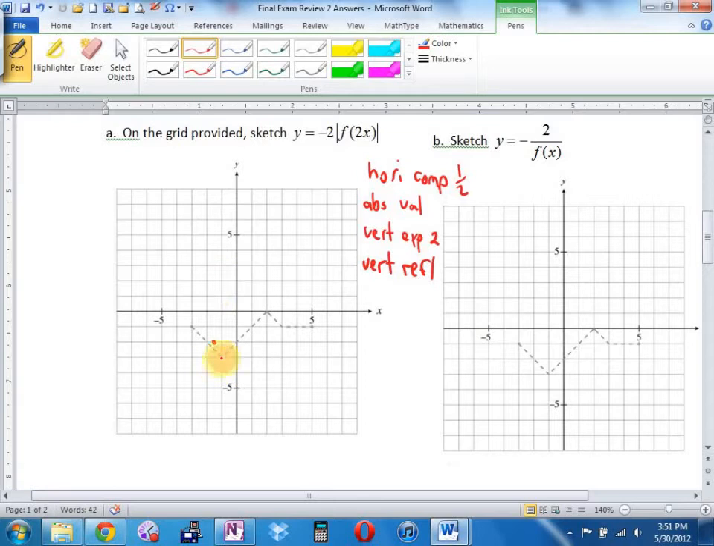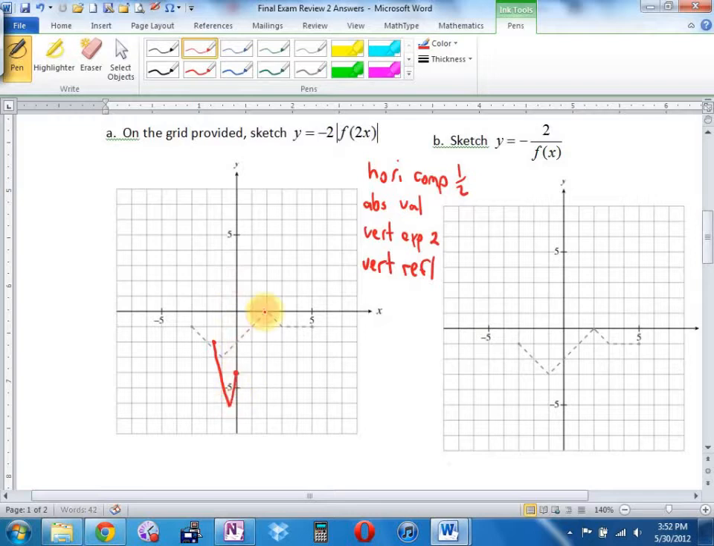How about this guy? Horizontally compress a half. Absolute value, +3. Vertically expand, +6. Vertically reflect, -6. That line's going to go yoink like that. Let's do this one here because it's an intercept. Horizontally compress, 0. Absolute value, +2. Vertically expand, +4. Vertically reflect, -4.